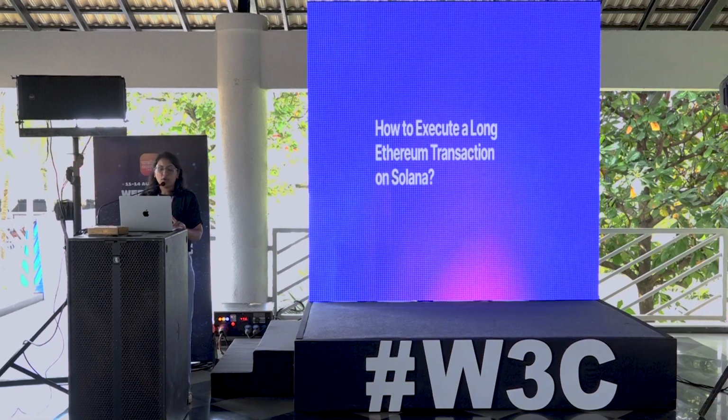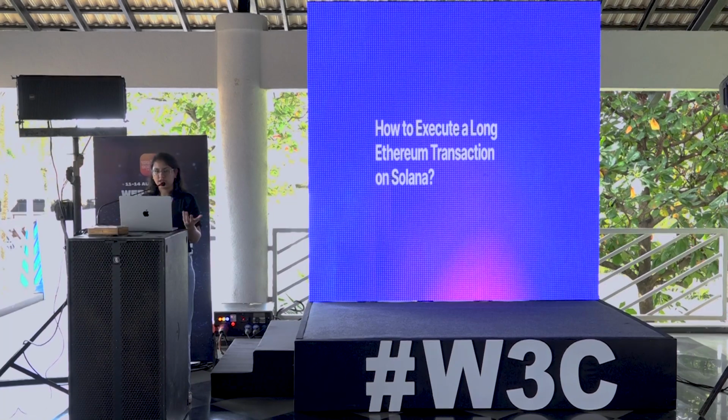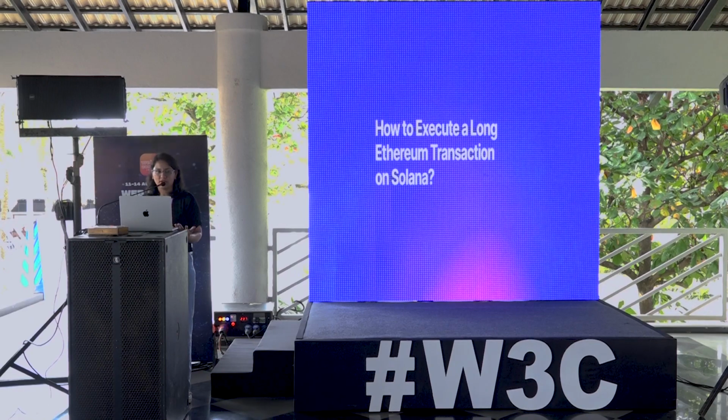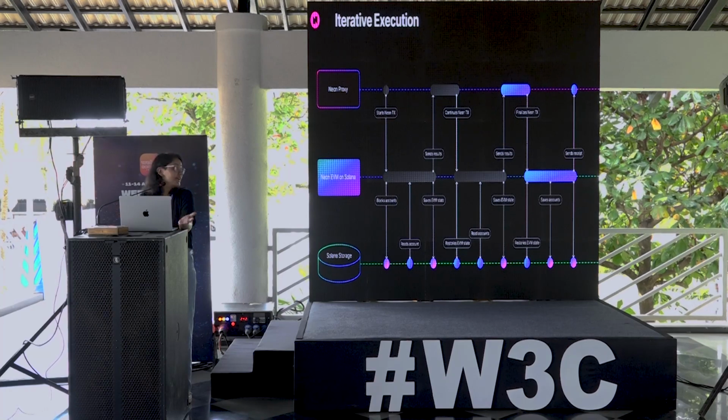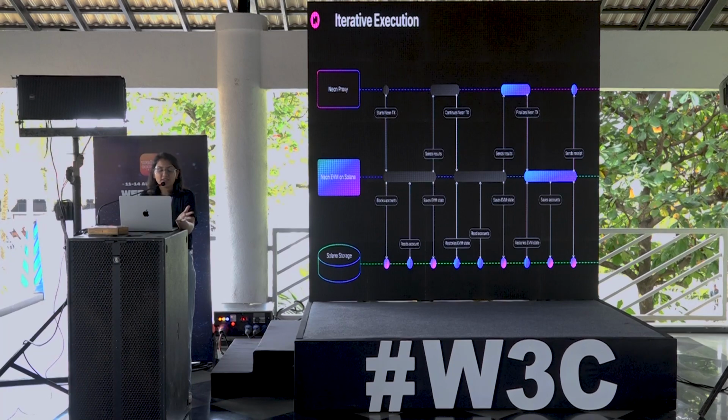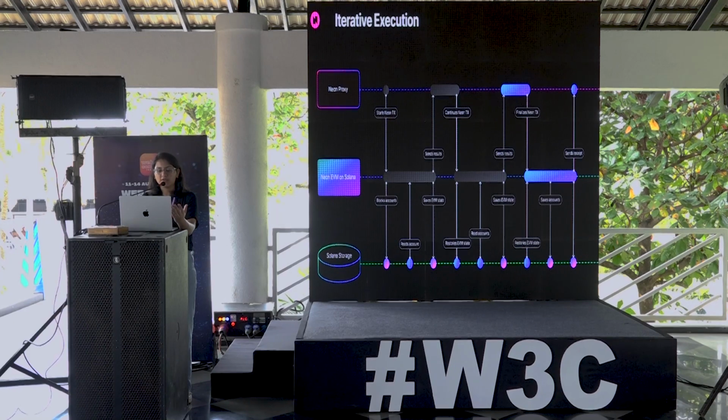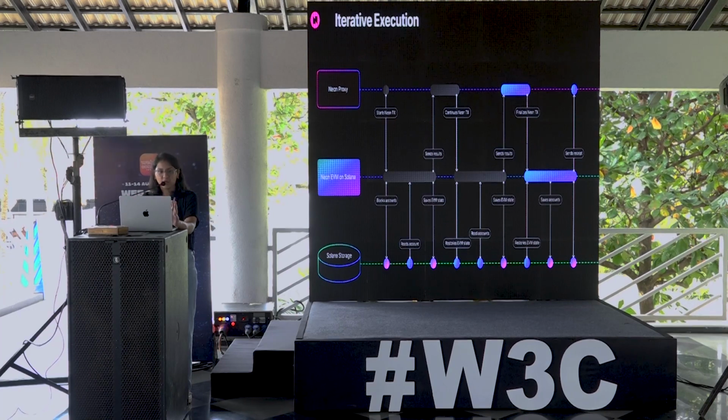Now, how to execute a long Ethereum transaction on Solana? I've told you that Ethereum transactions are quite a bit bigger than Solana transactions, but how does it really execute a long transaction? It happens with this iterative structure of a transaction. If you can see on the diagram here, Neon Proxy starts the execution of a Neon transaction. It sends the transaction to the NeonEVM contract deployed on Solana, and it blocks the operator account so that the gas fees won't escape.